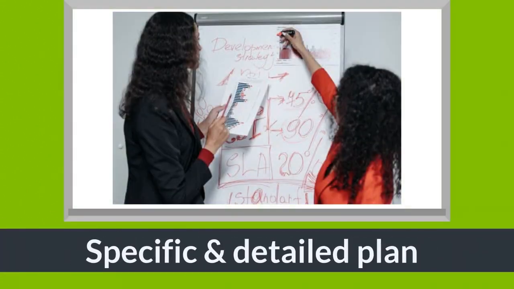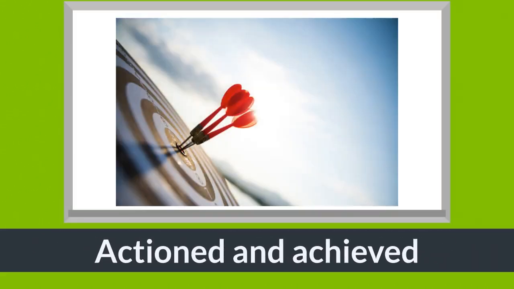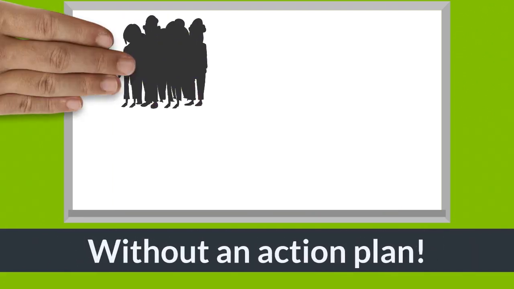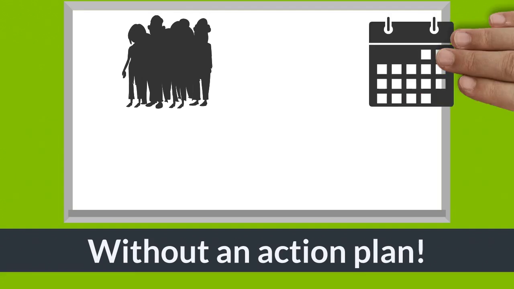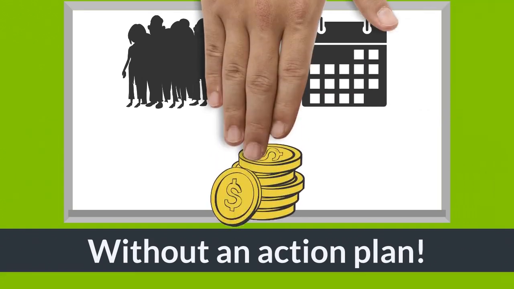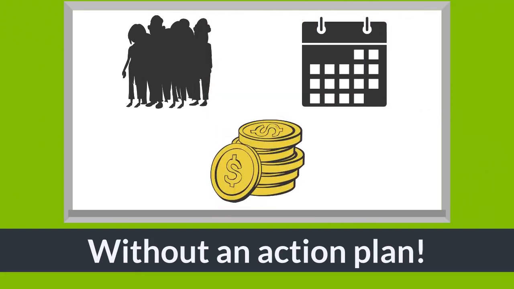Creating a specific detailed action plan is a very important element in ensuring that an objective gets actioned and the desired result achieved. Without an action plan, no one knows who is responsible for the various tasks, when they need to be completed, or what resources are necessary to achieve them.